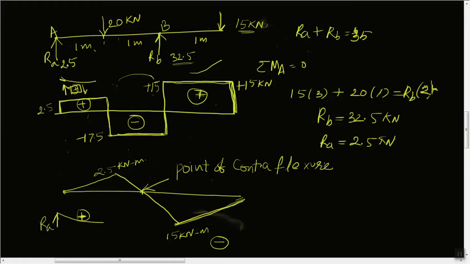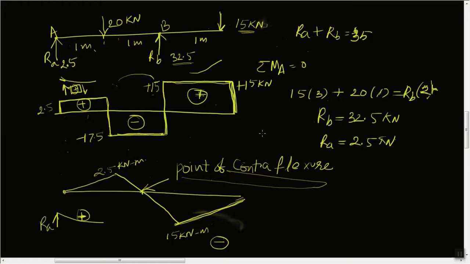Point of contraflexure is nothing but a point on the beam where the bending moment is changing its sign, either from positive to negative or negative to positive. Generally we will find the point of contraflexure in beams where both sagging and hogging are there. Here in this location we are getting sagging, but here we are getting hogging. Hogging is negative and sagging is positive, so there should be a crossing point from negative to positive.